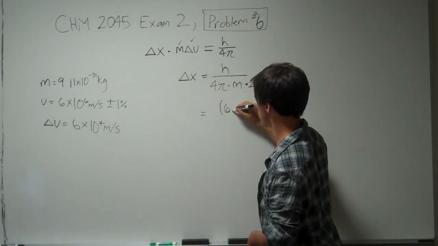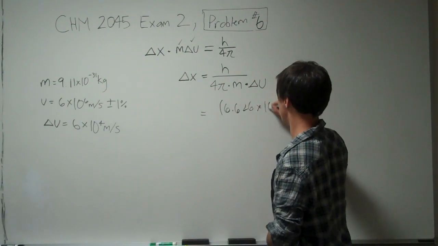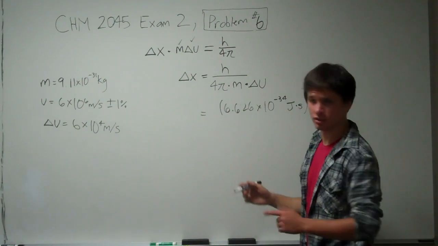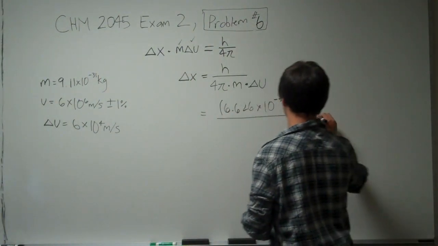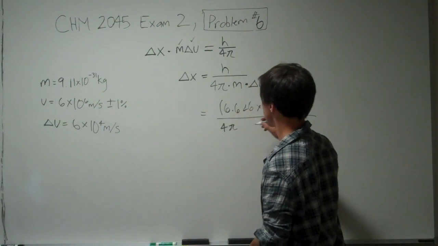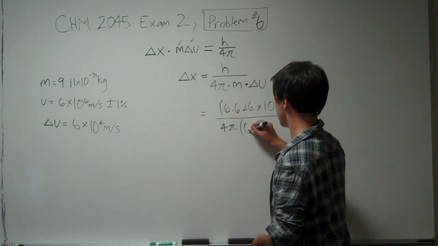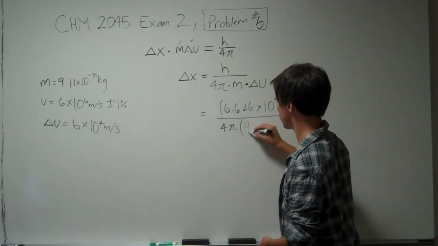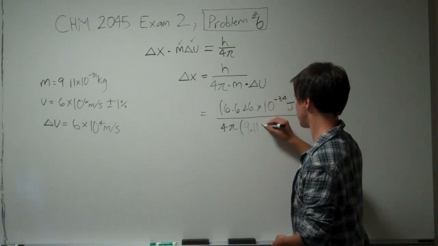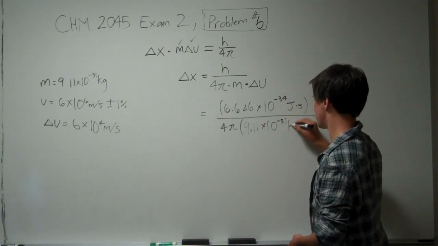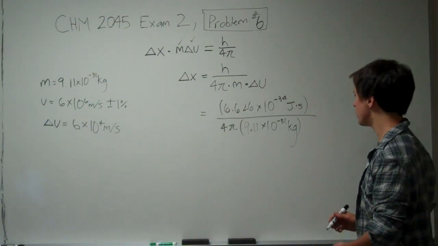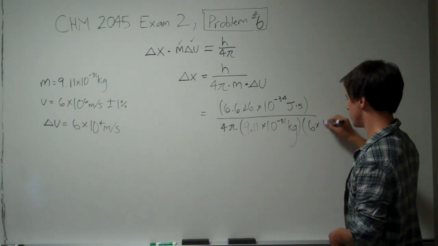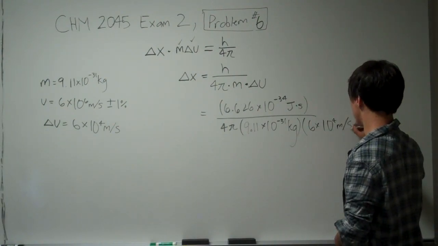So this is 6.626 times 10 to the negative 34 joules times seconds. That's Planck's constant, h, over 4 pi, the mass is 9.11 times 10 to the negative 31 kilograms. And delta u is what I said before, 6 times 10 to the 4 meters per second.